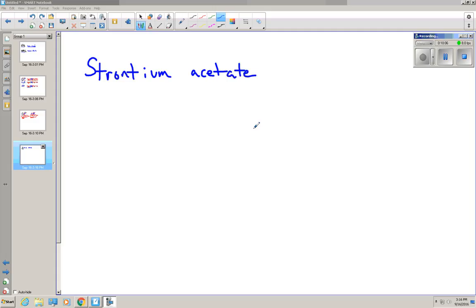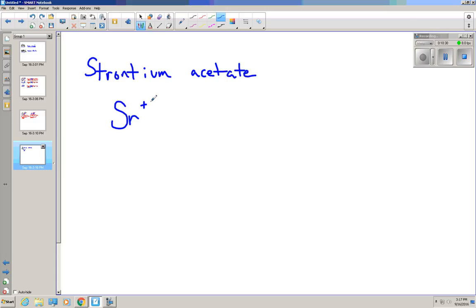Okay, I want to do a couple more examples so I can keep this video short. So before we took a formula and we got a name, now I want to take a name and get a formula. So what you might have to do with this is take a look at your periodic table, and you're going to have to find the element strontium. And if you're looking, this is on the left-hand side of the periodic table, and strontium is the element Sr, and strontium has a +2 charge.